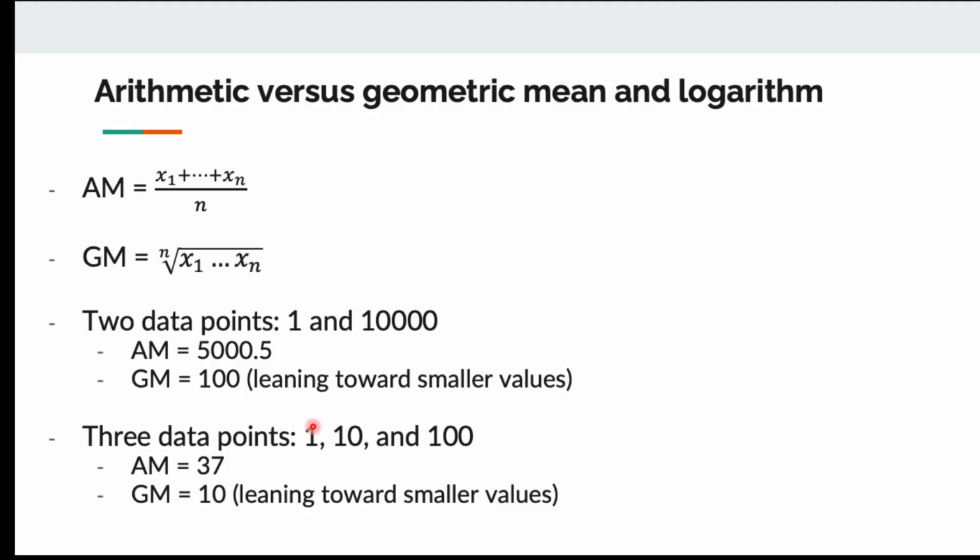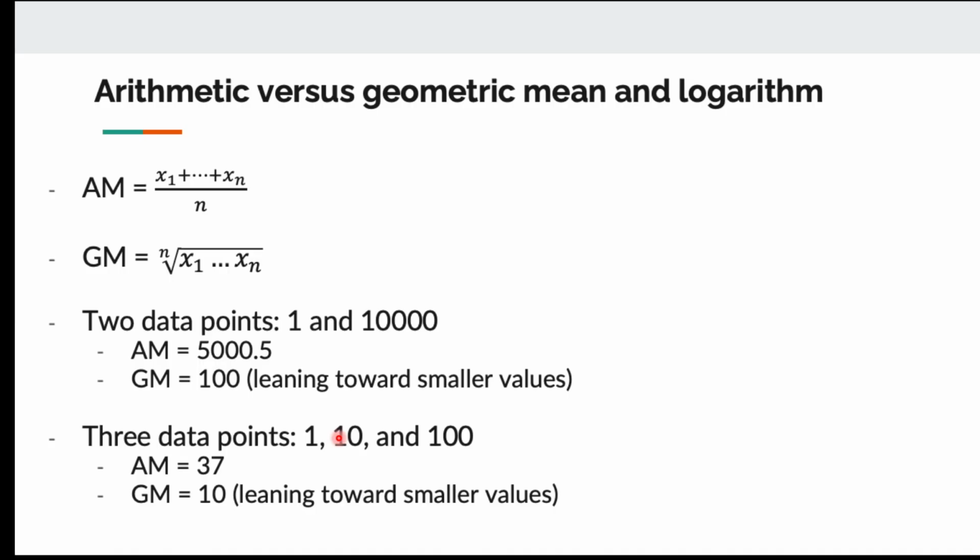Let's say you have 3 data points, 1, 10, and 100. Arithmetic mean, you're going to get about 37. For geometric mean, it's going to be 10. You multiply these, you get 1,000. You take the cube root, you get back 10. Again, geometric mean is leaning toward the smaller value.